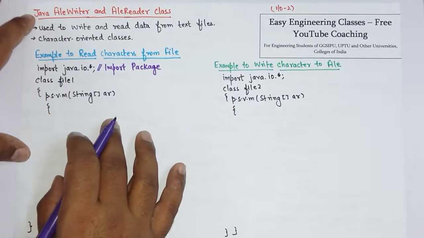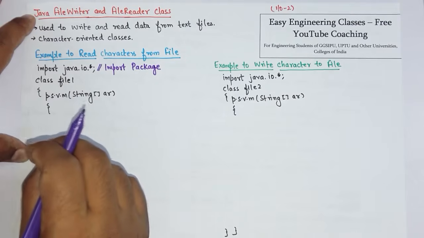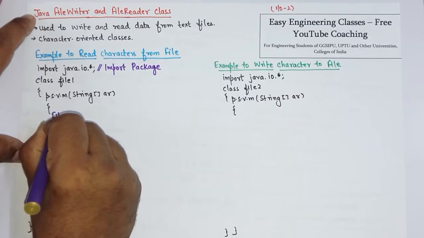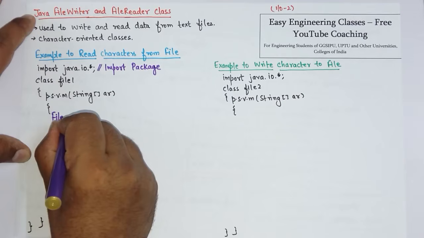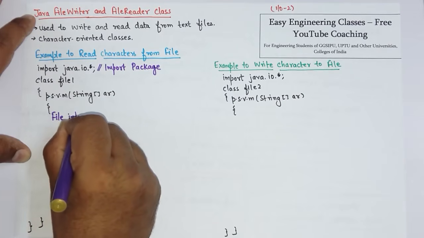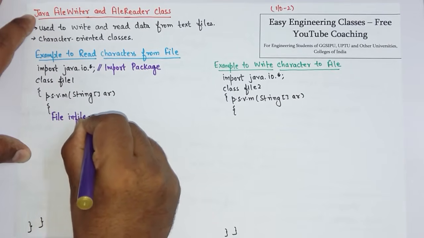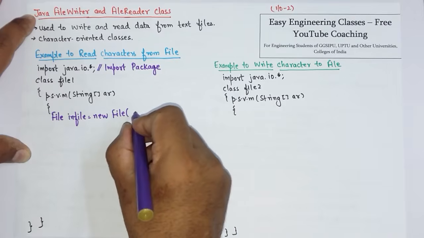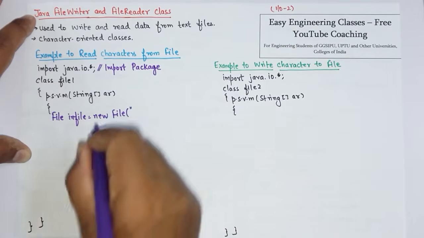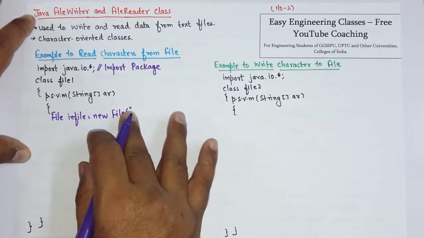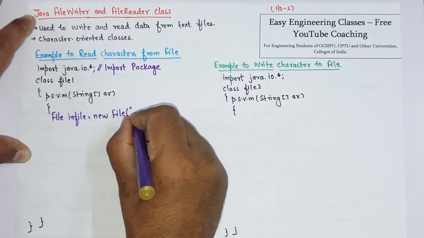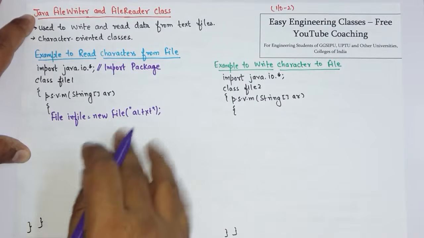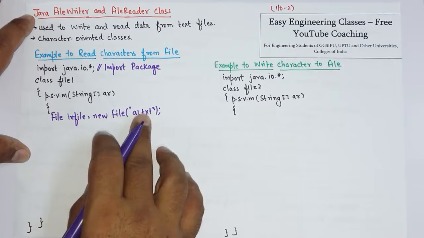First, you have to create an object of File class. So I am creating an object of File class. File in file is equals to new File, and then pass the name of the file which you want to read. Suppose the file is a1.txt. So this is the name of the file which I want to read.